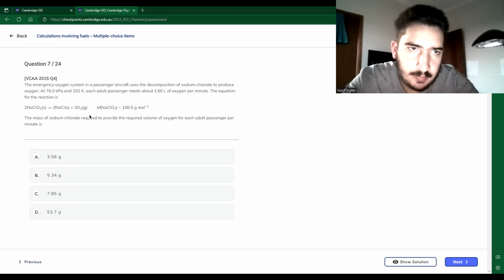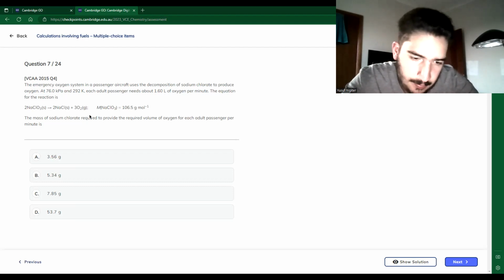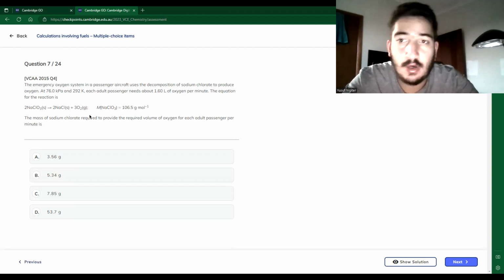So let's do this. 76 kilopascals. 292 Kelvin times that by 8.31, right? Now do 1.6 times it by the kilopascals, 76. Now we get that number. We divide it by this number, and we get the amount of moles, which is 0.05 for oxygen. So now we use that to find the amount of mole of sodium chlorate.